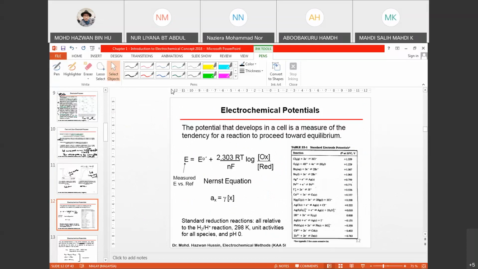You've also heard about this during your high school, or probably during your undergraduate, the Nernst equation. So the Nernst equation is basically used to calculate cell potential, E cell, which is not at standard condition, a non-standard condition. So remember back to what I told you earlier: what is meant by standard condition? Just to revise, what is meant by standard condition, Madi?